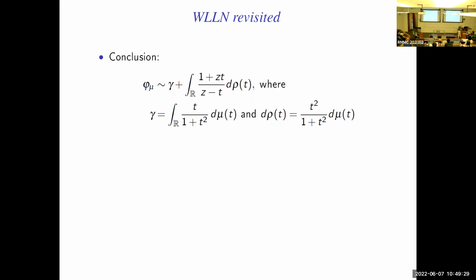So now I want to come back to the weak law of large numbers and revisit it for the situation of measures on the real line. So the calculation that I just did tells you that phi mu is asymptotically at infinity expressed as gamma plus the integral over the real line of 1 plus zt over z minus t times d rho of t, where gamma is the integral of that constant, constant as a function of z. And the measure rho is t squared over 1 plus t squared times d mu of t.